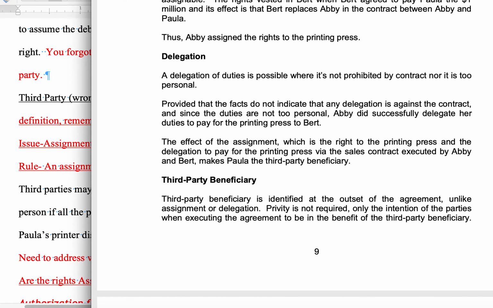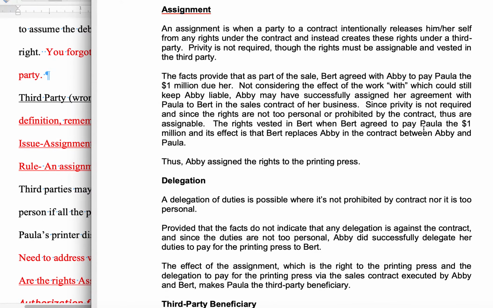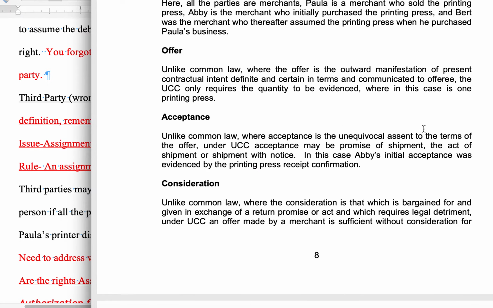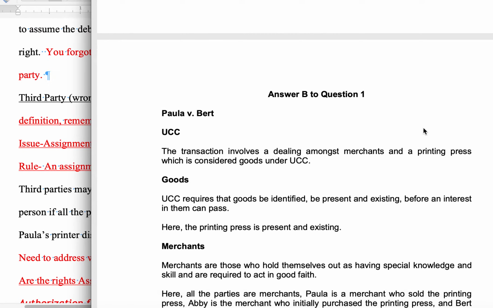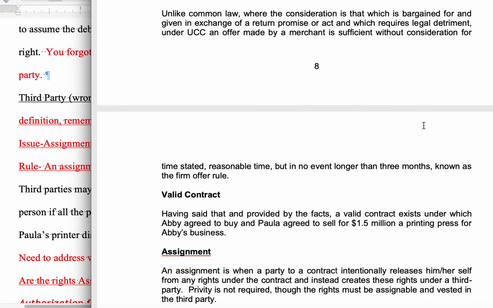So what do you do? You go to your definition. An assignment is when a party to a contract intentionally releases himself or herself from any rights under the contract and instead creates these rights under a third party. Privity is not required, though the rights must be assignable and vested in the third party. So this particular one, where they added in some extra rules that really weren't necessary, they've got their information correct.